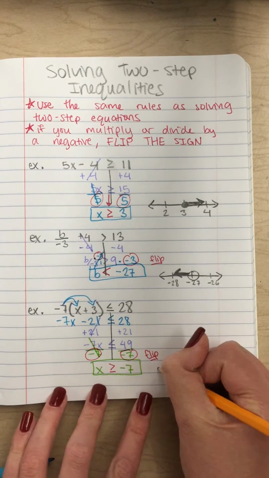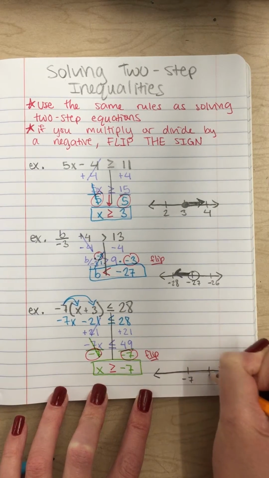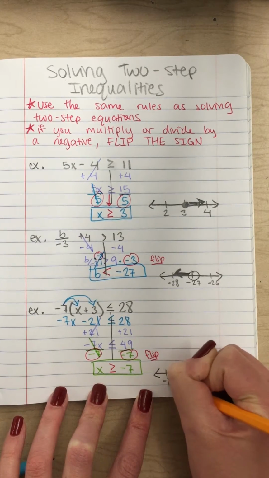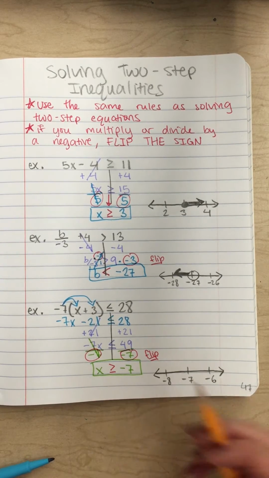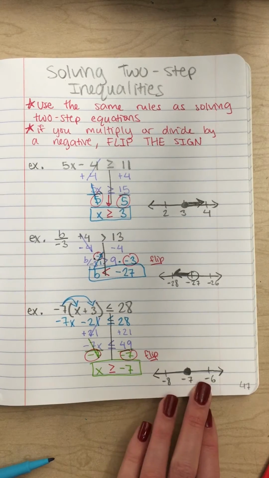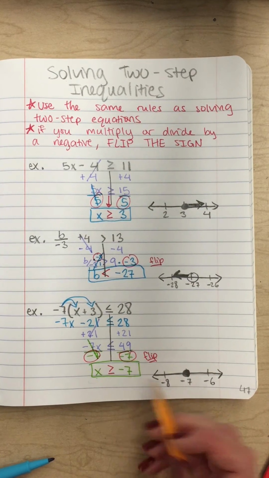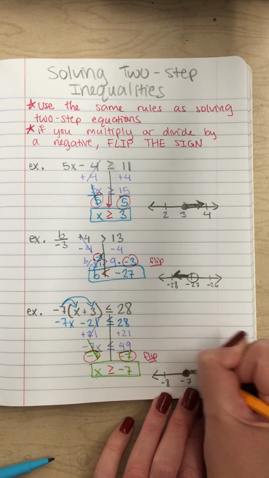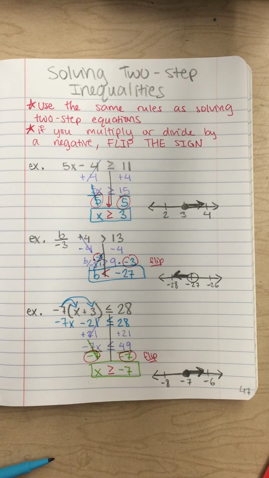And then we can just graph our solution. Draw negative 7, a couple numbers around it. It is greater than or equal to, so it does include negative 7. So to include it, I draw a closed dot because it includes that point. And then I look at x is greater than, it's everything bigger than negative 7. Everything bigger than negative 7 is to the right. And that's how we solve two-step inequalities.